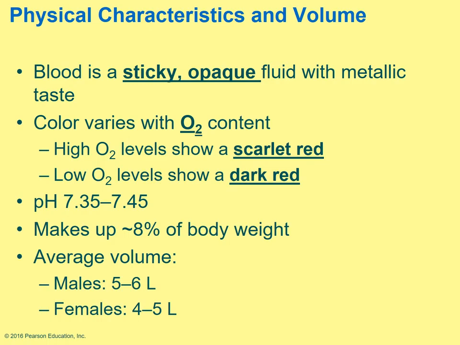The pH, as I mentioned earlier, is going to be very closely regulated. It is going to be in the range of 7.35 to 7.45. Overall, how much of your weight is blood? About 8%. In terms of the volume, males about 5 to 6 liters, females a little bit less, 4 to 5 liters.